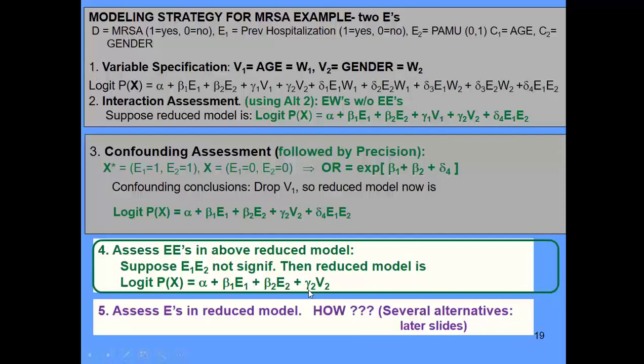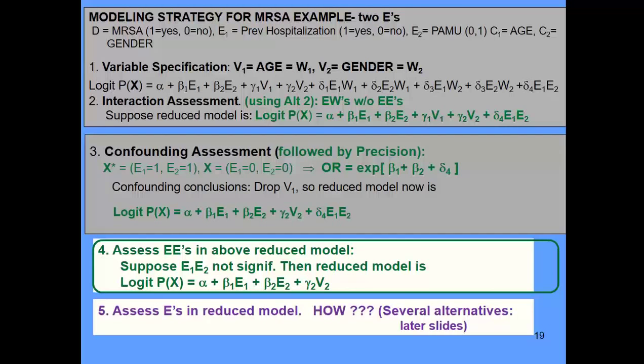What do I do here? How do I decide what to do at this point? Well, what would you do? There's a couple of alternatives you have. One alternative, you stop. This is my model. I have both of them in there, and I'm going to have to do something about what the effect of E1 or E2 is, or what the joint effect is, or something like that. That's one thing I could do.